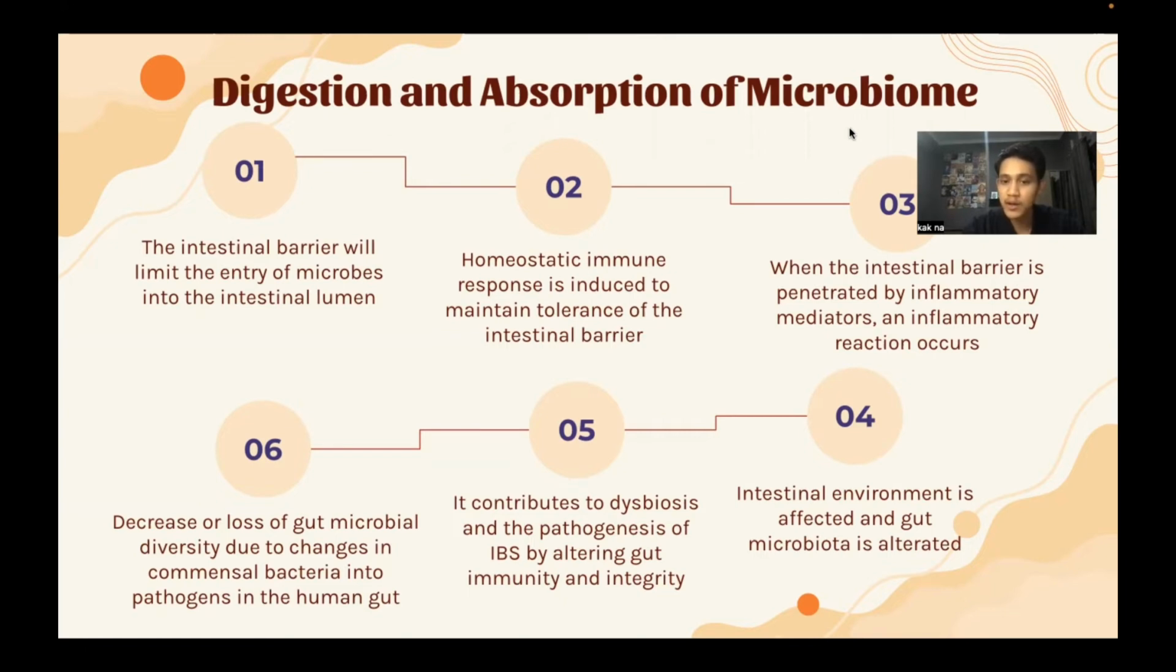Alteration in the gut microbiota may contribute to dysbiosis and the pathogenesis of IBS by altering gut immunity and integrity as well as modulating the gut neuromuscular junction and brain axis. Dysbiosis is a decrease or loss of gut microbial diversity due to changes in commensal bacteria into pathogens in the human gut.